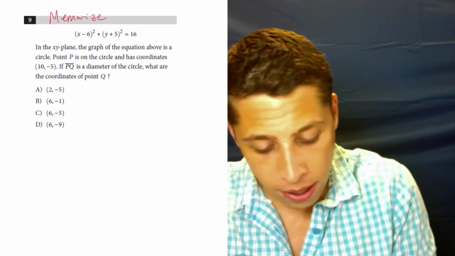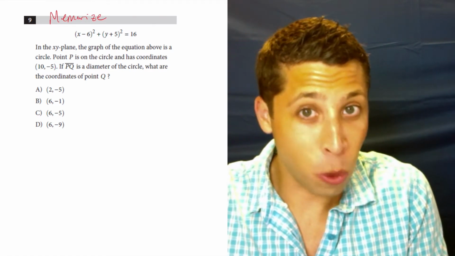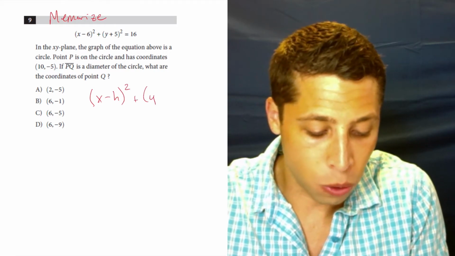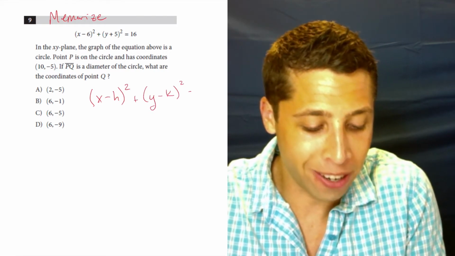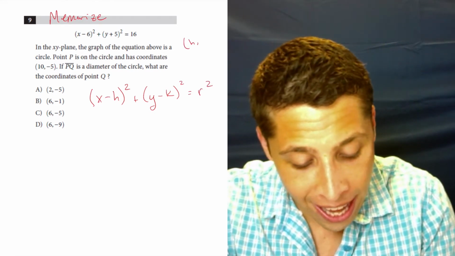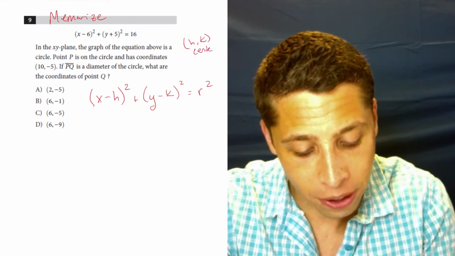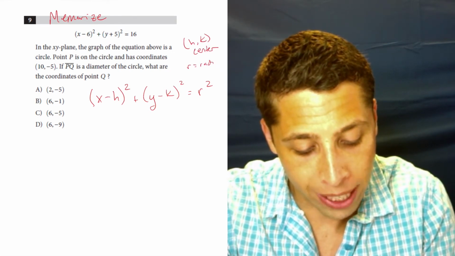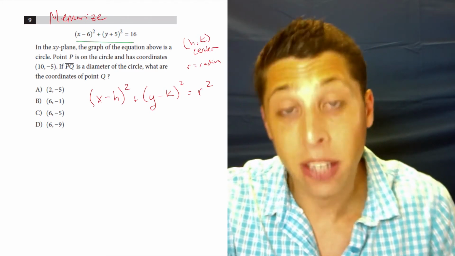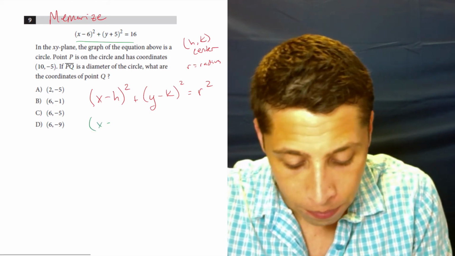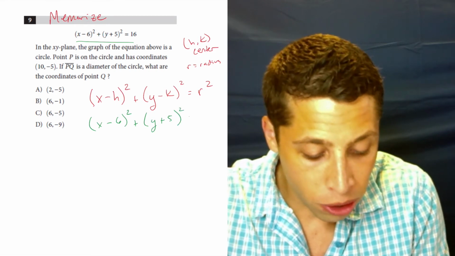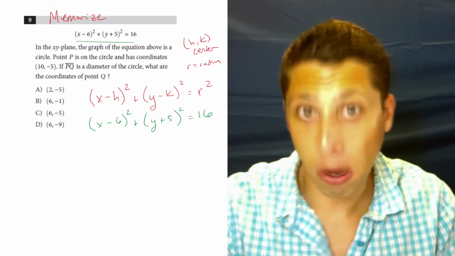So the actual generic equation for a circle is (x minus h) squared plus (y minus k) squared equals r squared. And in that case, (h, k) is the center and r is the radius. So what does that mean? Well, if we take what we have here and we line that up, it's going to fit perfectly. So we're supposed to use this equation to see the properties of this circle.